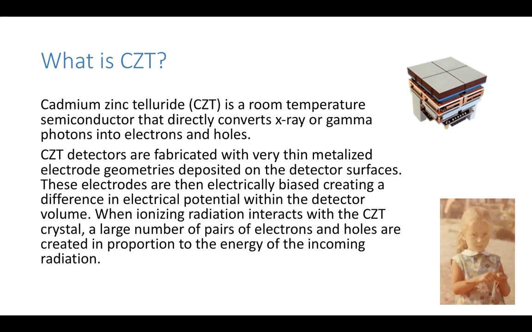CZT is cadmium zinc telluride, a room temperature semiconductor that directly converts X-ray or gamma photons into electrons and holes. CZT detectors are fabricated with very thin metallized electrode geometries that are deposited on the detector surfaces. These electrodes are then electrically biased, creating a difference in electrical potential within the detector's volumes.